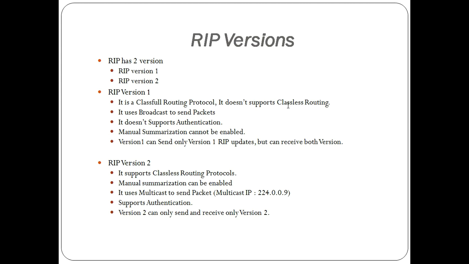Whether it belongs to class A or class B or class C, according to that, it chooses the default subnet mask of that class. That's what RIP version 1 does. Then it will not support any authentication. There is no authentication we can configure in terms of version 1. Then manual summarization also cannot be enabled.